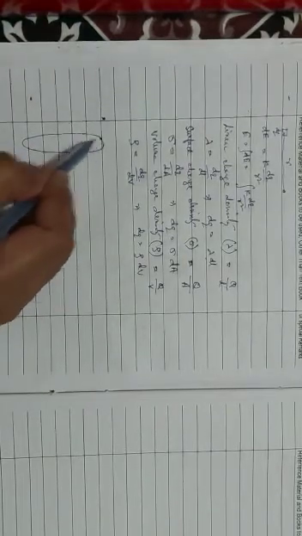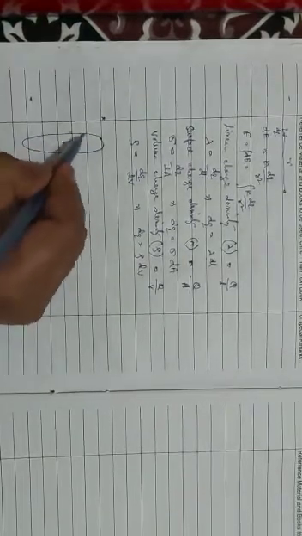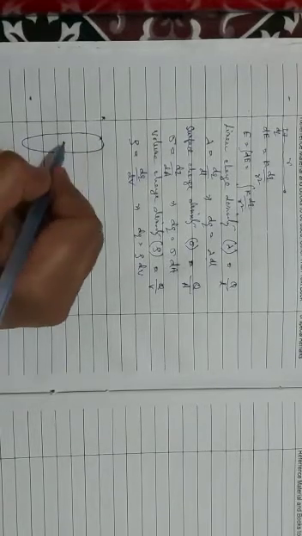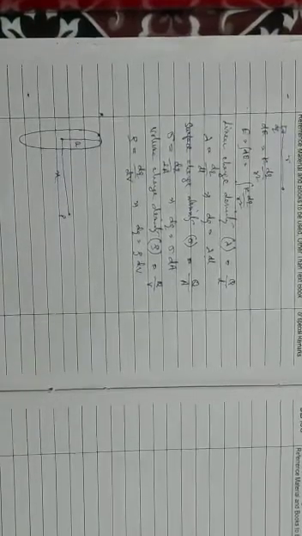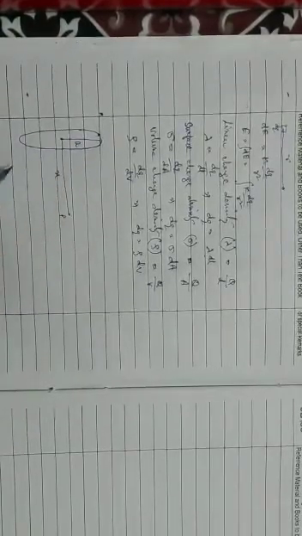Suppose we have taken a charged ring. The charge is uniformly distributed over the ring, and consider this ring is of radius a. You are asked to calculate electric field along its axis, that is at a distance x from its center. As this ring is not a point charge, so you can't apply the formula k q by x square. Here you'll have to take this help.